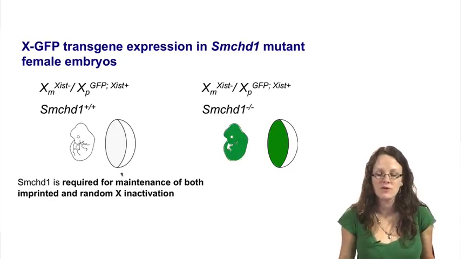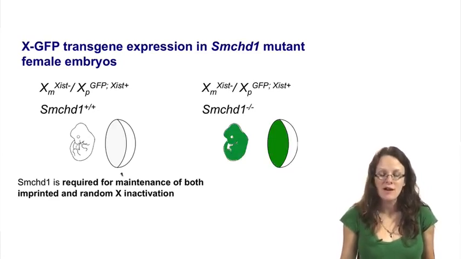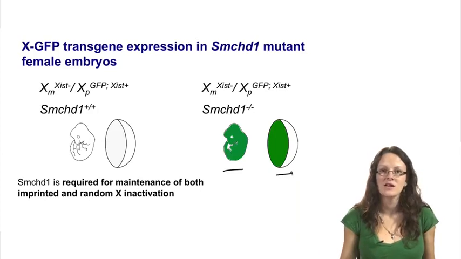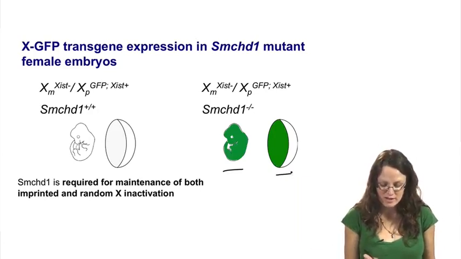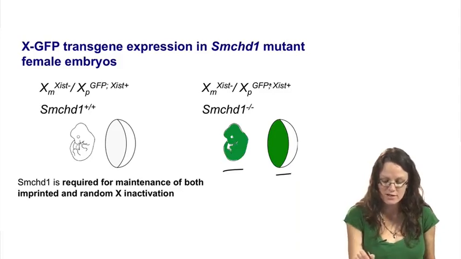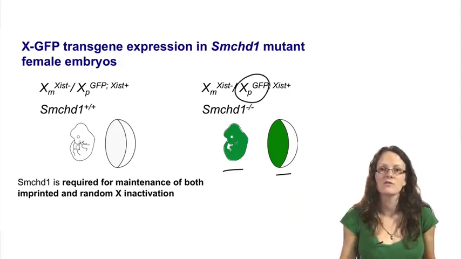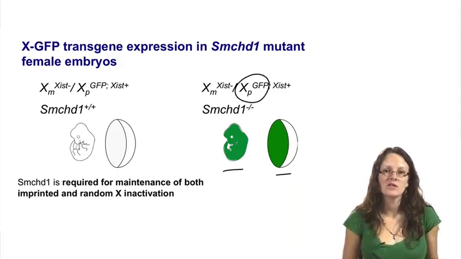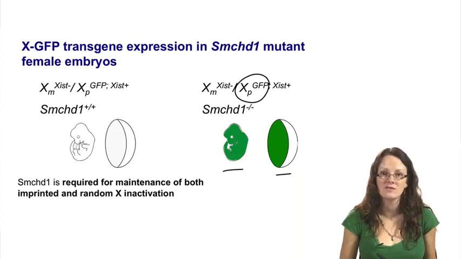However, when you look in the embryos that are Smchd1 null, you now find an entirely green embryo and an entirely green placenta. And this indicates that there's been a failure of X inactivation. And so X inactivation at some point has meant that you aren't able to silence this GFP on the paternal X chromosome. So this suggests that Smchd1 is required for the maintenance of both imprinted and random X inactivation.